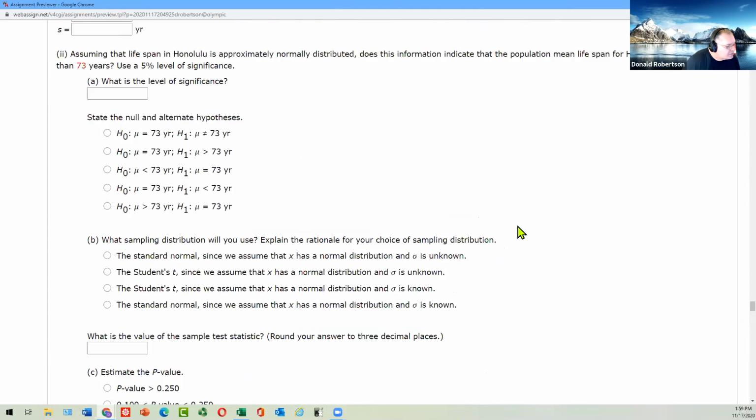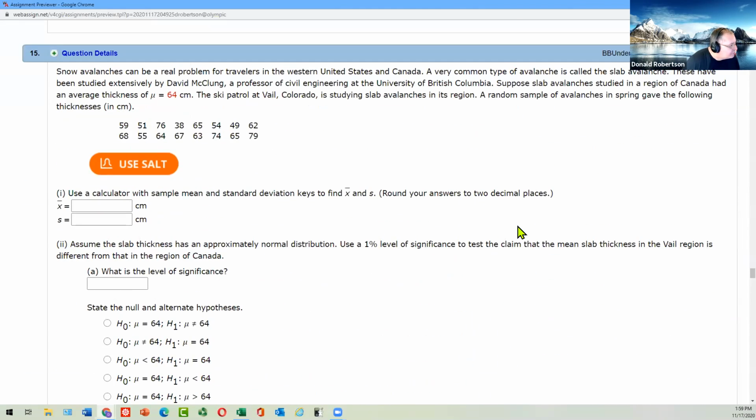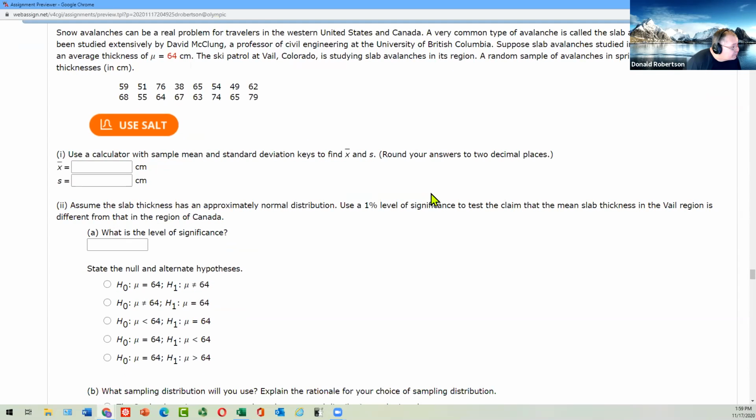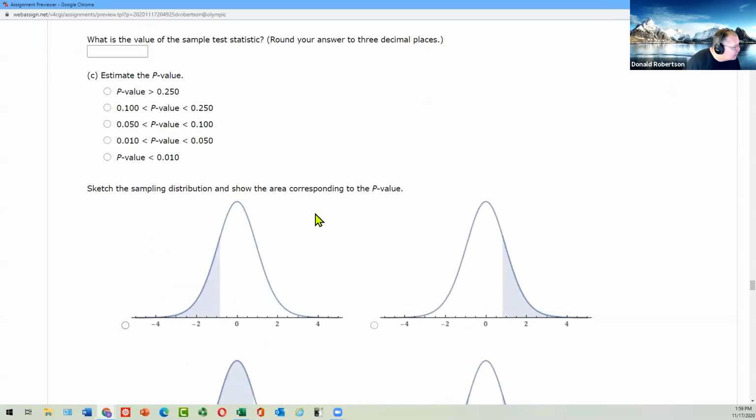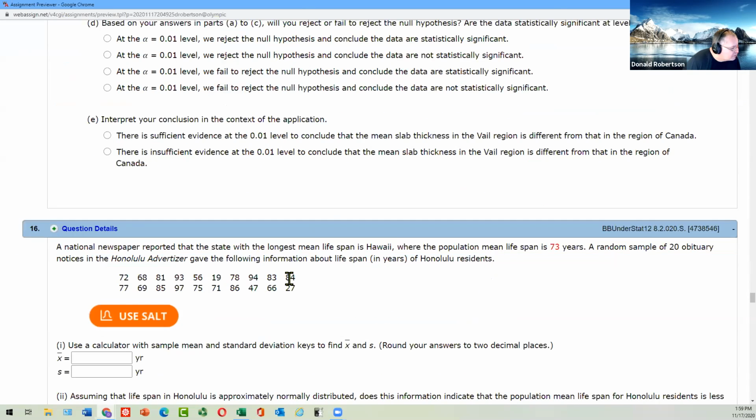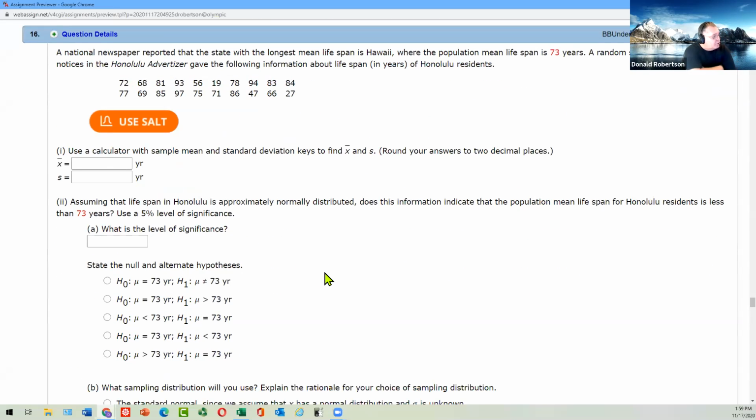I misspoke when I said there's only a few. Actually, there's a lot where you have to get them in. So here is a story about, I don't like snow avalanches. Oh, that's interesting. Question 16. A national newspaper reported that the state with the longest average lifespan is Hawaii. So if you want to live a long time, go to Hawaii.